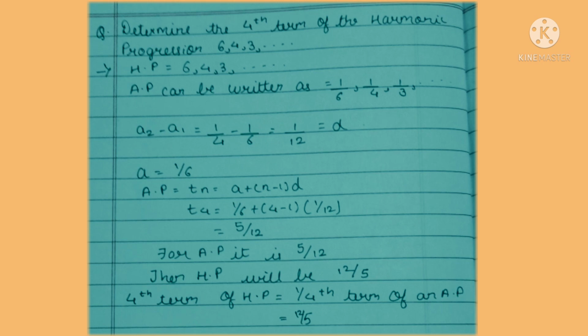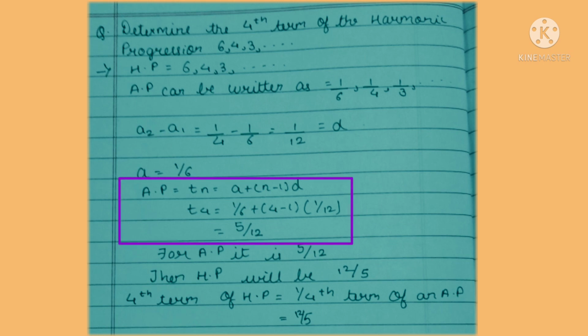So we do 1 by 4 minus 1 by 6, that is the second term minus the first term. The value will be the common difference. If we check with any other values, that is 1 by 3 minus 1 by 4, then also the value will be the same. The A value will be 1 by 6. For the AP, the Tn formula will be absolutely the same.